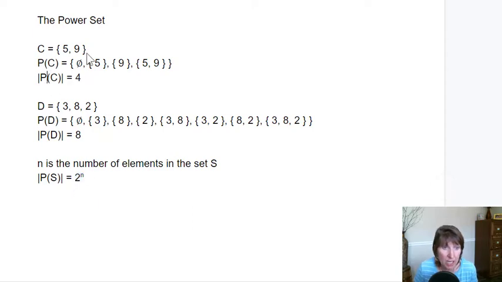So in this case, notice that C has a cardinality of 2. So if you take 2 and raise it to 2, you get 4. In this case, D has a cardinality of 3. So you take 2 to the power of 3 and you get 8. And if you have a set with 4 elements, then it's going to have 16 elements in the power set. And so you can see how this grows exponentially, the power set. So the power set is the set of all subsets of a given set.